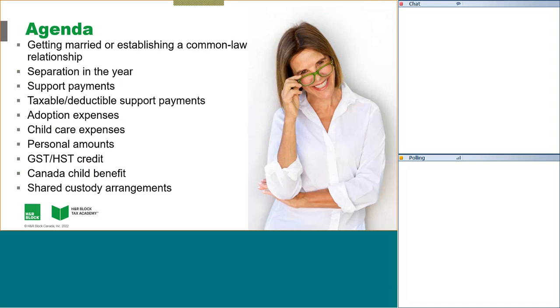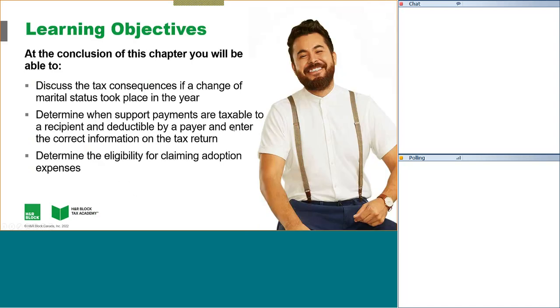We're going to talk about how personal amounts interact with each other a little bit, and then we're going to do a very brief look at what happens to GST benefits and Canada Child benefits when there's shared custody. I'm going to add climate action incentive because they've changed the rules on that as well.